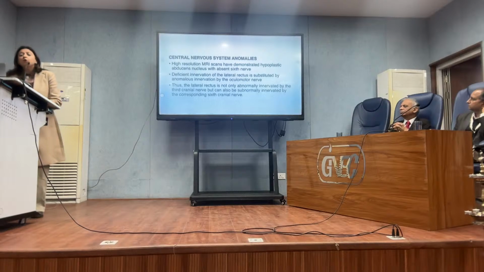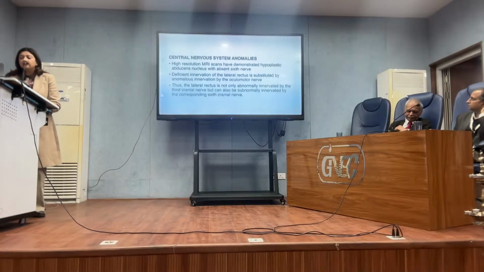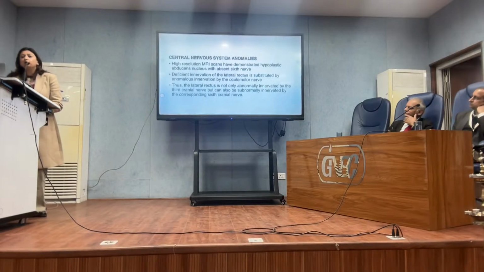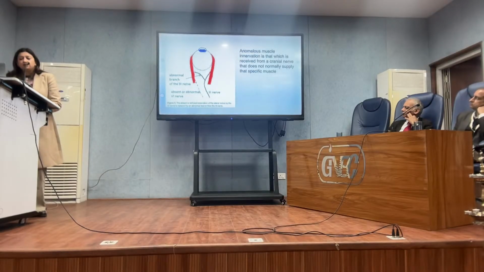Central nervous system anomalies: most of the MRI scans have shown that in DRS there is a hypoplastic abducens nucleus with an absent sixth nerve. So the deficient innervation of the lateral rectus muscle is substituted by anomalous innervation from the oculomotor nerve. What is anomalous innervation? If you see this diagram, you can see that the lateral rectus muscle is supplied by a branch which is coming from the third nerve. So anomalous muscle innervation is that which is received from a cranial nerve that does not normally supply that specific muscle. For the rest of the presentation, you will keep hearing the words anomalous innervation. That is coming from the third nerve.